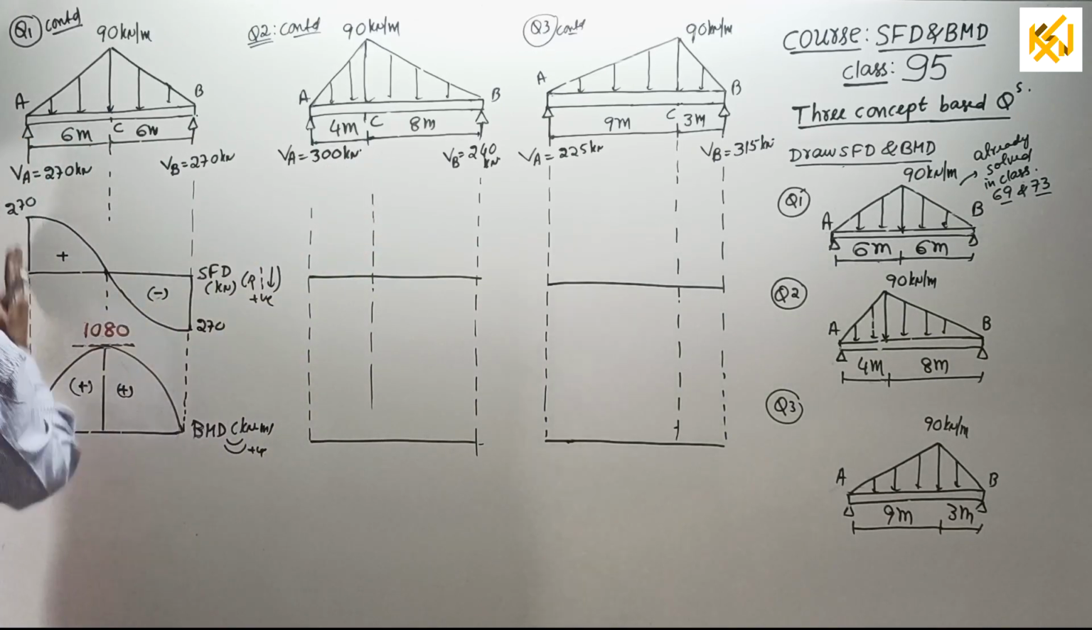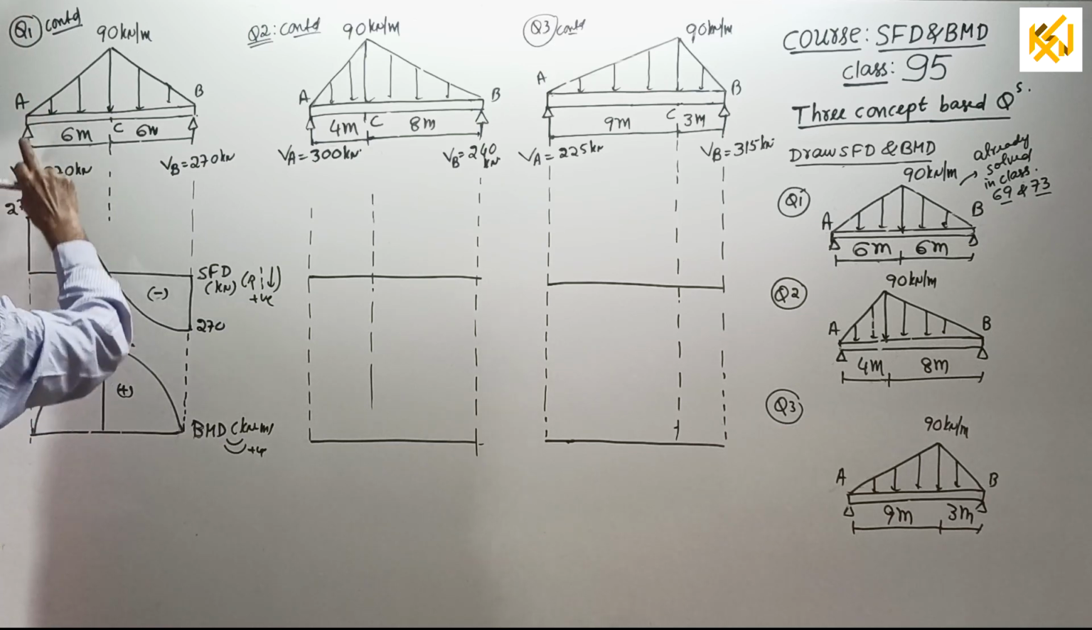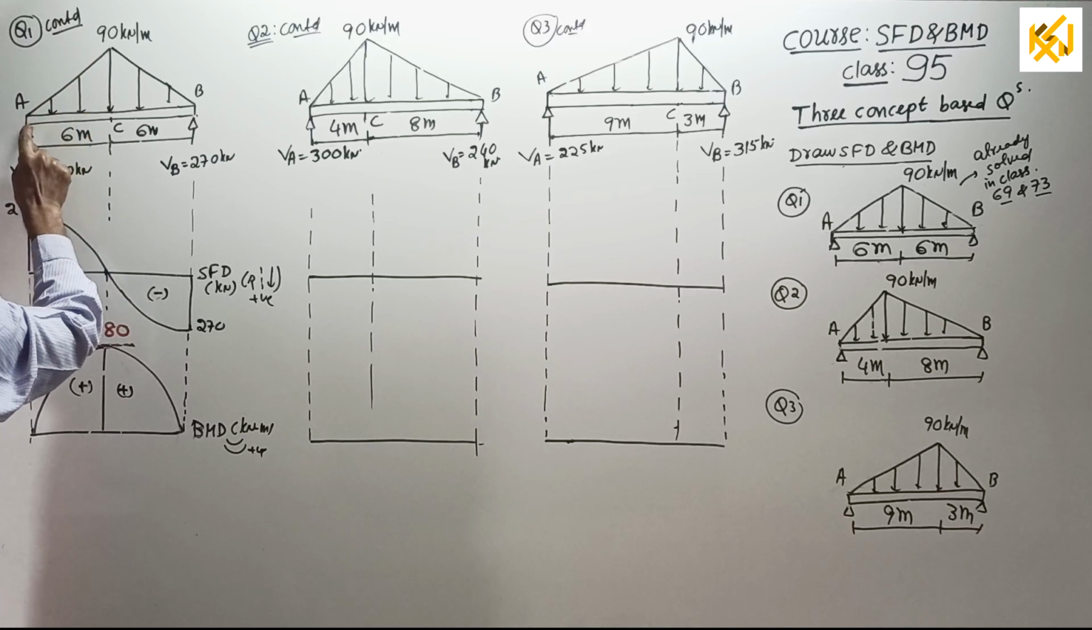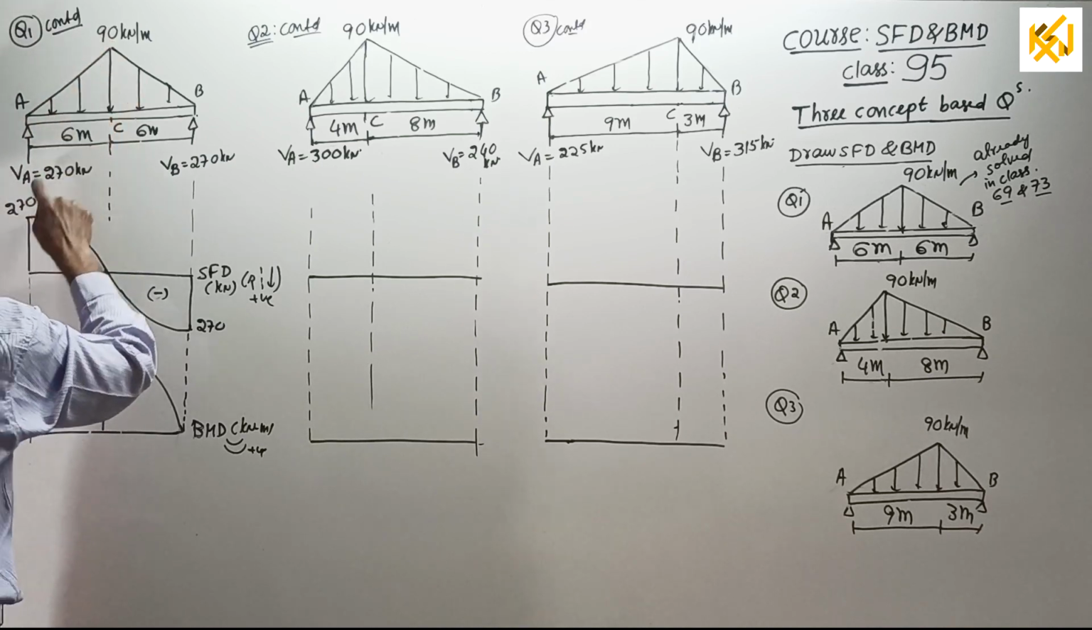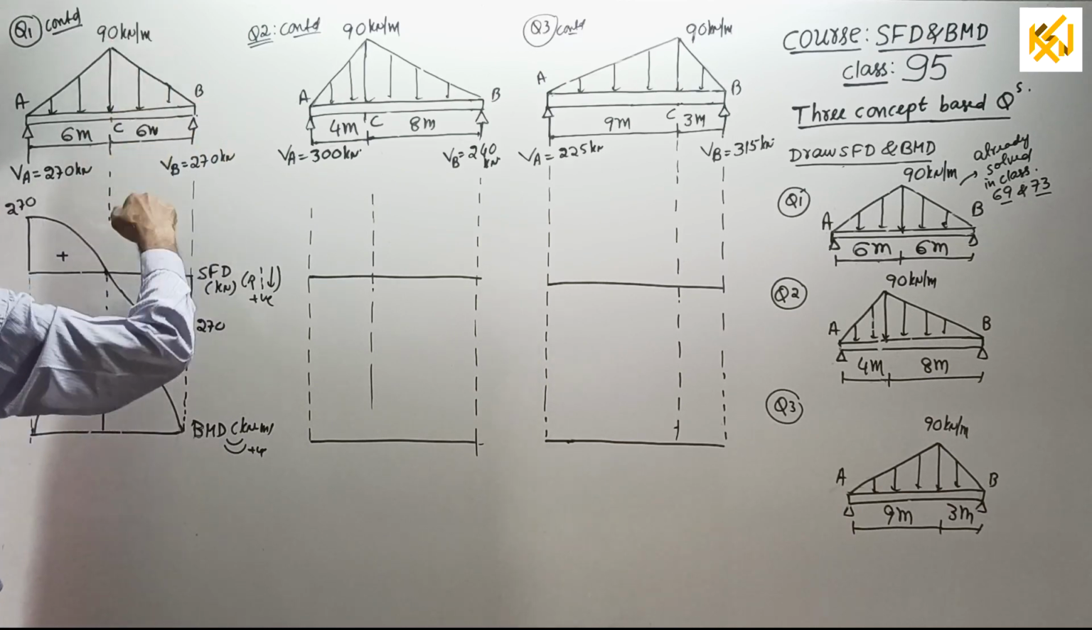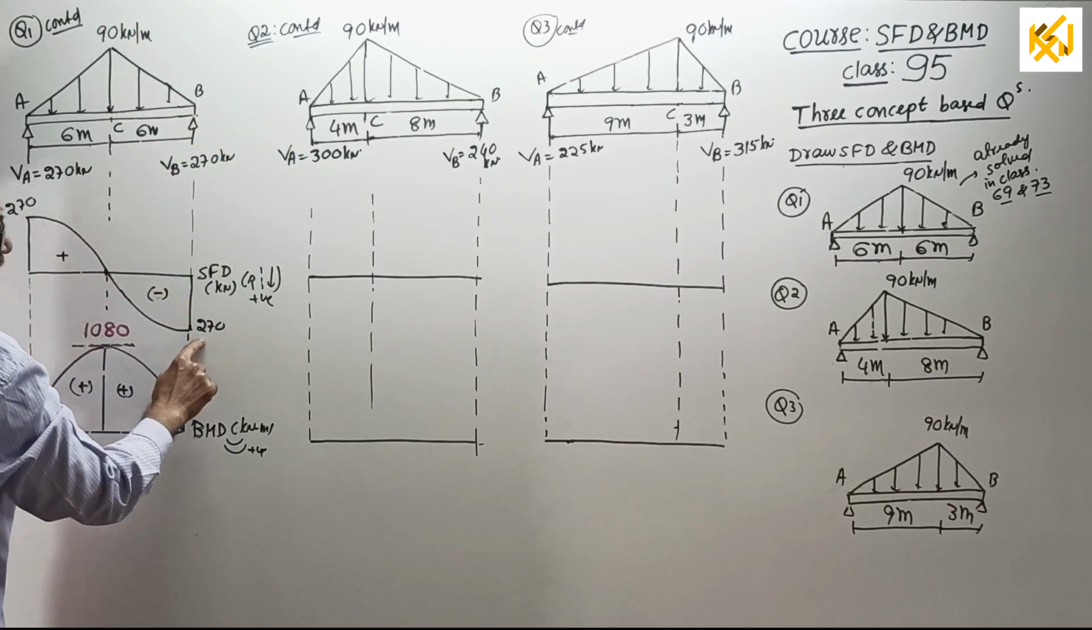See, go up by 270. Then from here to here, come down by this much load: half into 6 into 90, exactly 270. 0 will come. Again come down by half into 6 into 90, that is 270.